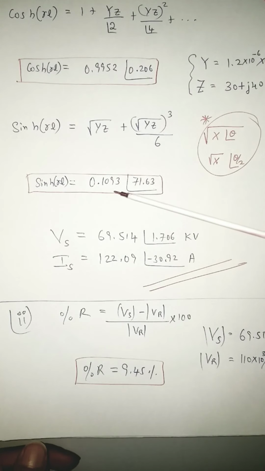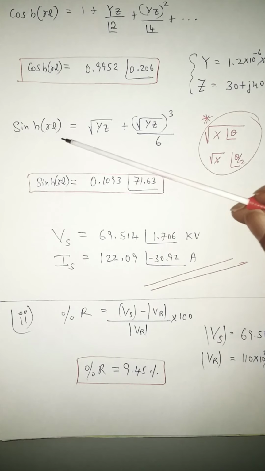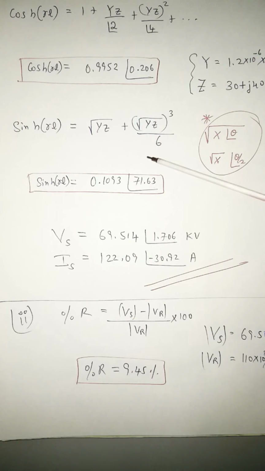Similarly, sinh(γL) is given by root of yz plus root of yz the whole cube divided by 6, part of the series. Again, remember, whenever you are trying to find the root of a complex number, because yz when you multiply will give you a complex number, you should take the square root of the magnitude and straight away take the angle theta by 2. Then if you solve this, you will be getting the sinh(γL) value.